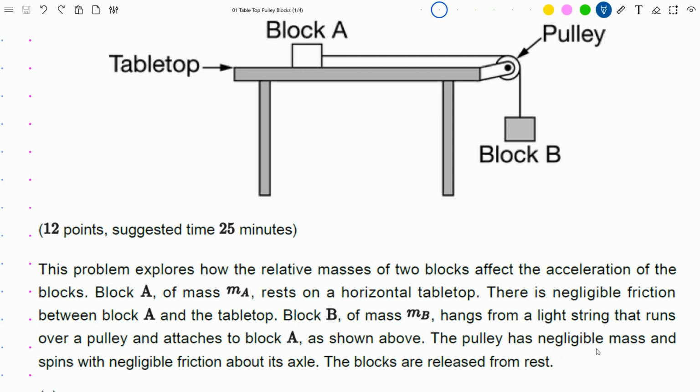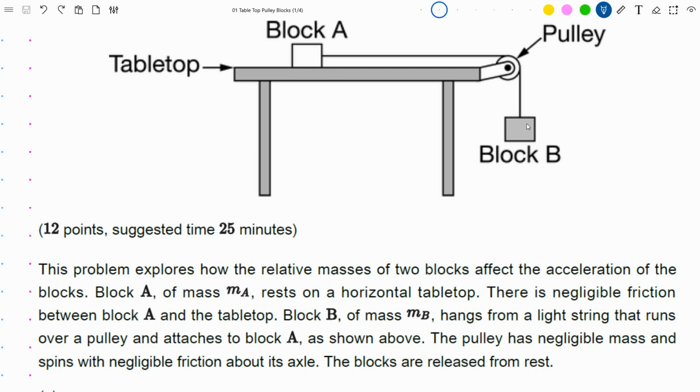The pulley has negligible mass and spins with negligible friction about its axle. So it's a fully idealized pulley, which is very typical unless the question wants to explore that rotational dynamic aspect where we might have to factor in a moment of inertia, but that's certainly not the case here. It's an idealized pulley. The blocks are released from rest. Okay, so just intuitively, hopefully you can spot this.